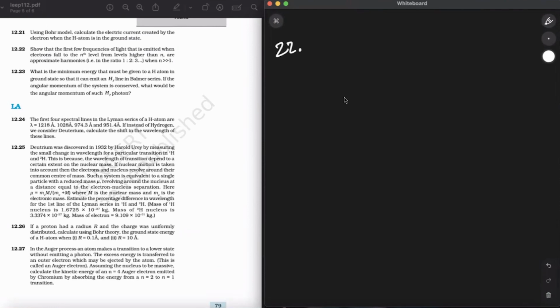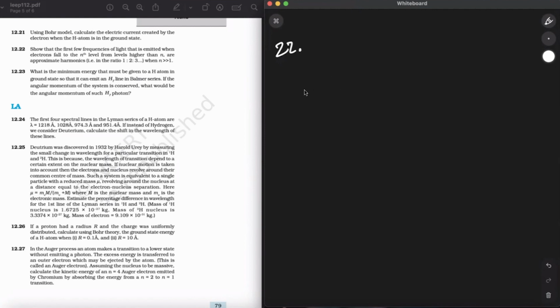Now, question number 22nd. Show that the first two frequencies of light that is emitted when an electron falls to nth level from levels higher than n are approximate harmonics in the ratio 1 is to 2 is to 3, when n is greater than 1.